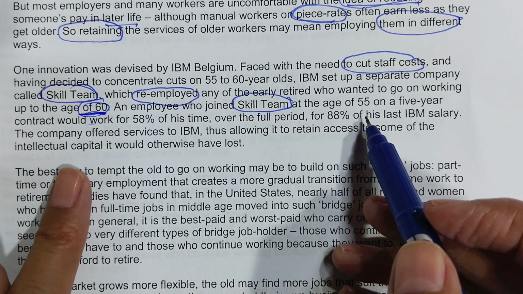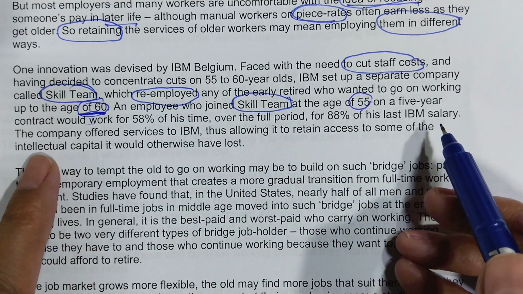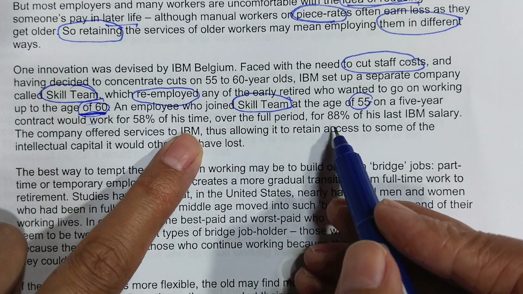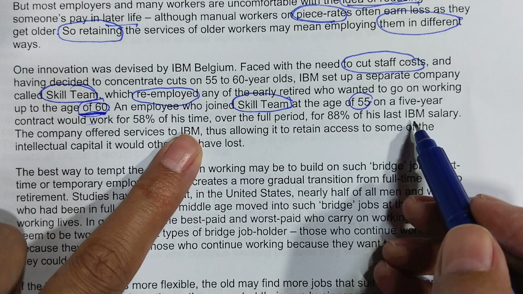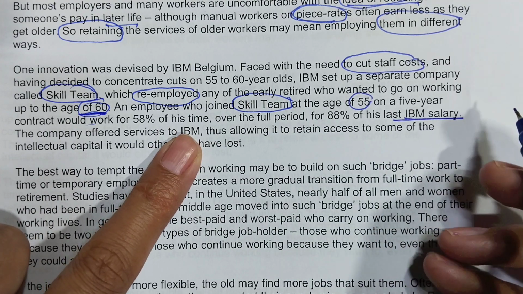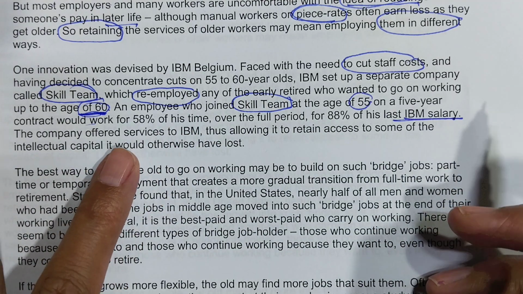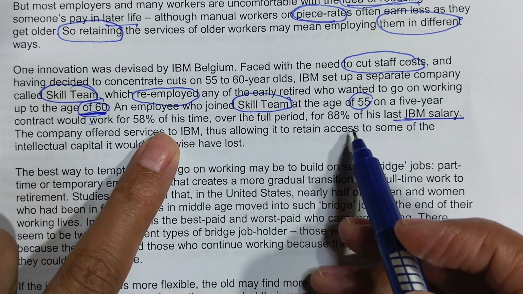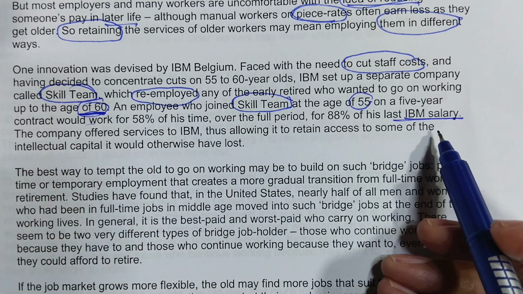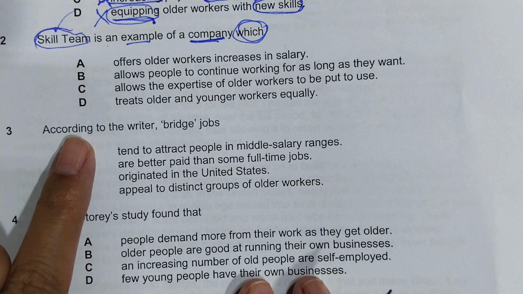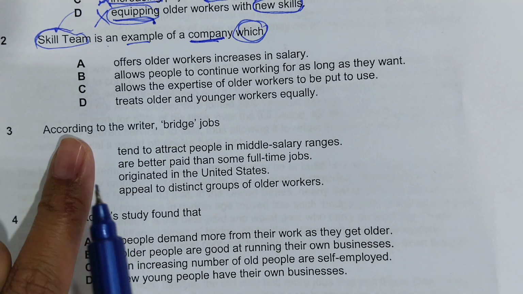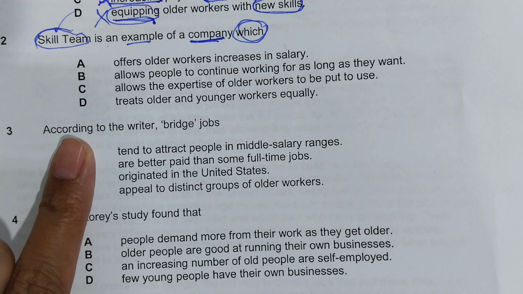An employee who will join skill team at the age of 55 on a 5-year contract would work for 58% of this time over the full period for 88% of his last IBM salary. So here they are talking about working 58% of his time over the full period for 88% of his last IBM salary. Now we will read the options, because they are talking about re-employing the older workers from the age of 55 for 5 years until the age of 60.